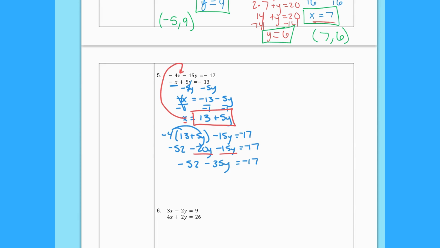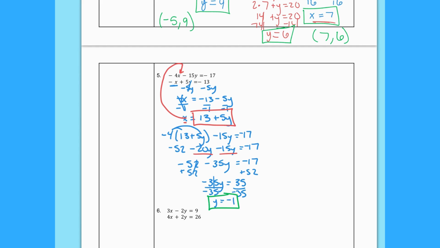And then we're just solving the two-step equation. So I'm going to add 52 to both sides. It's going to give me negative 35y is equal to 35. And then we divide by negative 35 to get that y by itself. And then we get y equals negative 1. So all that work, and we finally have a single answer. We know that the y value is negative 1.